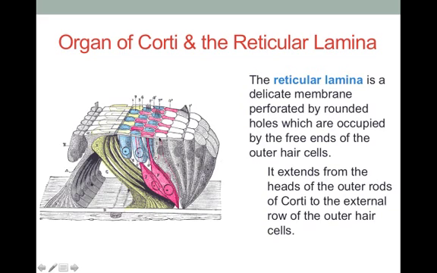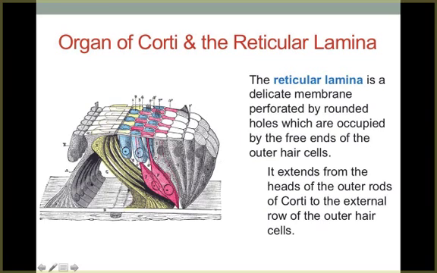Actually, at the top of the hair cells, below the stereocilia, there's this laminar membrane known as the reticular lamina. It's a delicate membrane, and it's on the top of the hair cells, but below the stereocilia. So the stereocilia are actually embedded on the top of the reticular lamina like that.